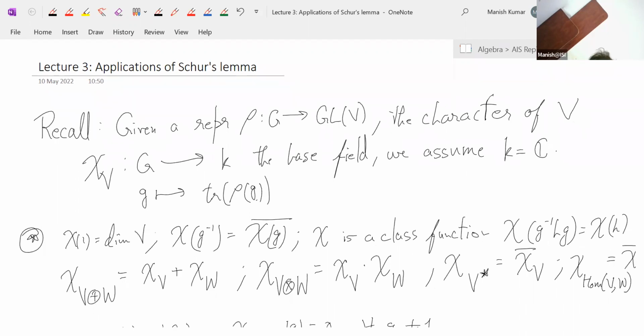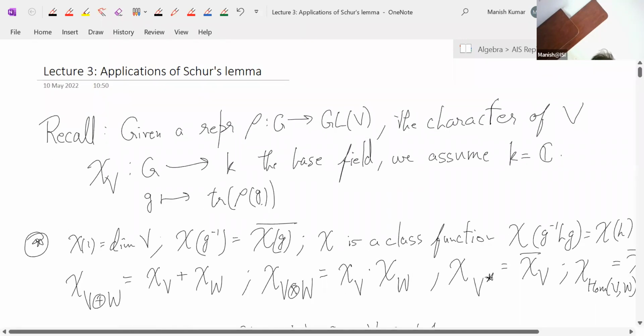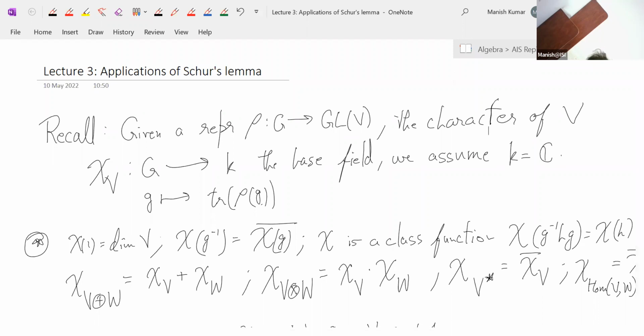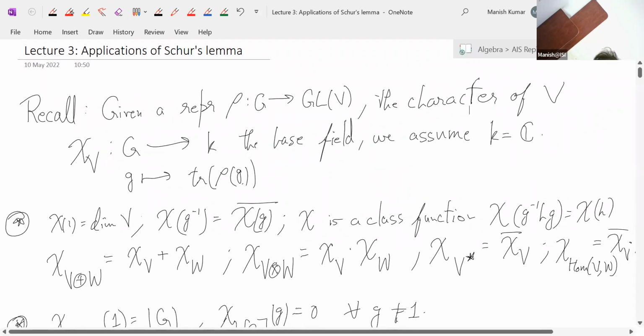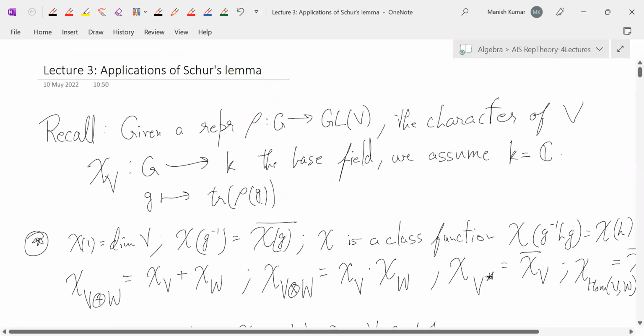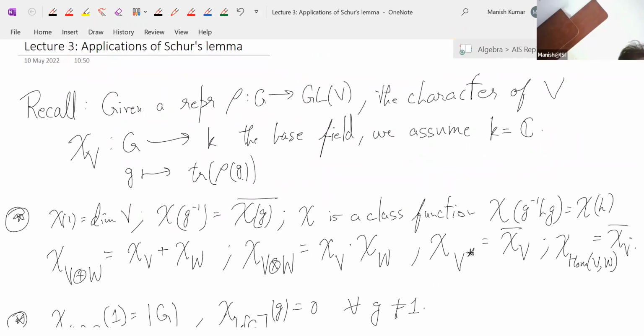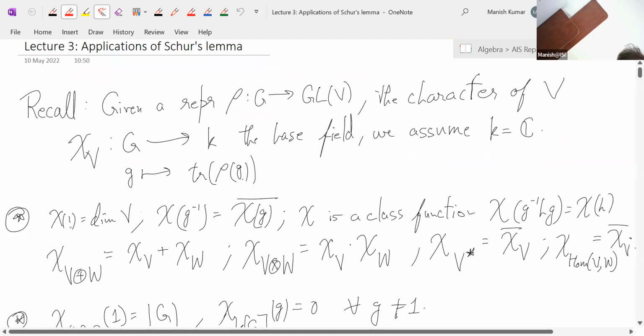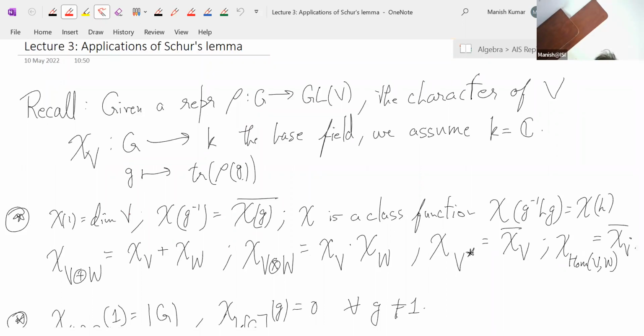That was one of the homework exercise problems. So just using this character function, you can write down the characteristic polynomial of each of these rho g's. And then we computed that the character on the identity element takes the value of the dimension of the vector space, because the identity element acts as the identity on V, and its trace is just the size of the identity matrix.